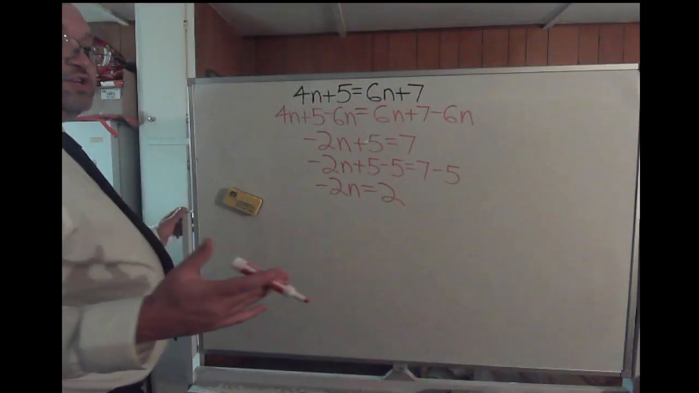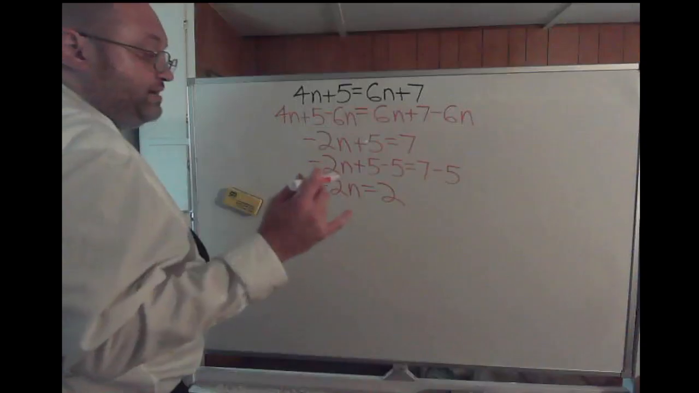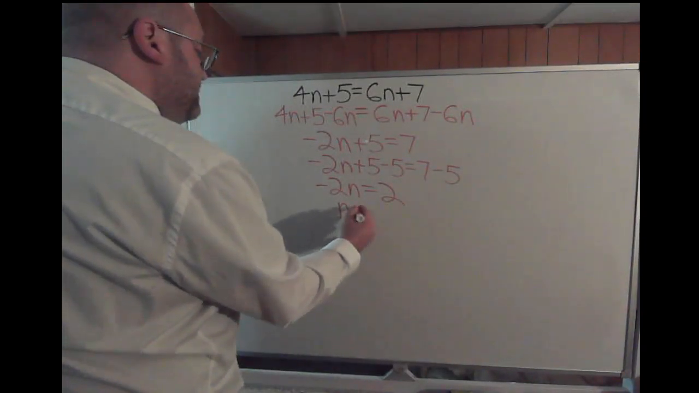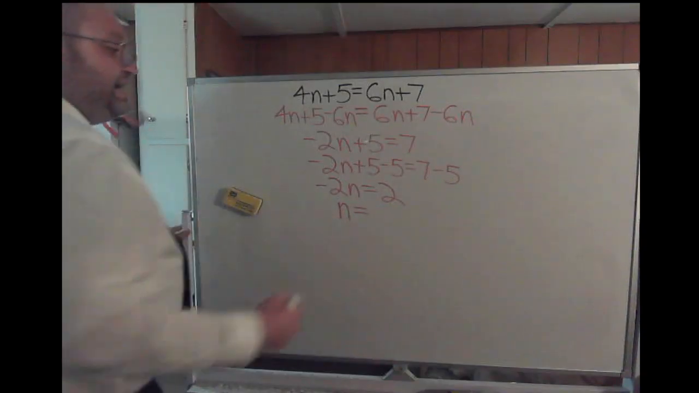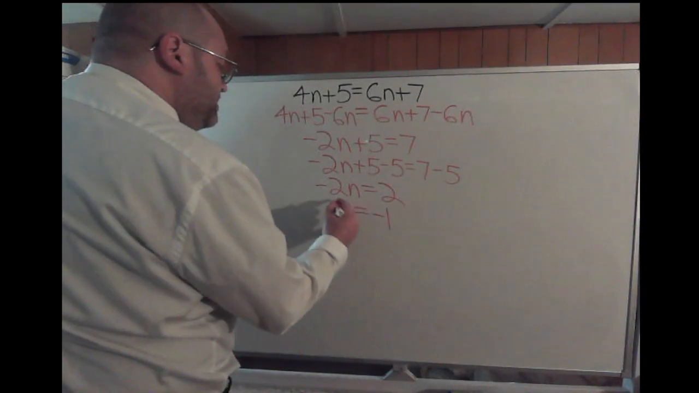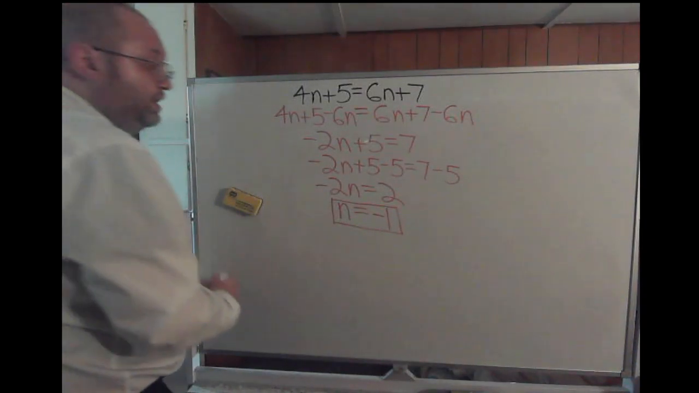We got negative 2n. We just want to solve for n. So you got to divide both sides by negative 2. You divide the left side by negative 2, you'll just get n. Then you divide the right side, that would be 2 divided by negative 2, that would be negative 1. So therefore, n is equal to negative 1.